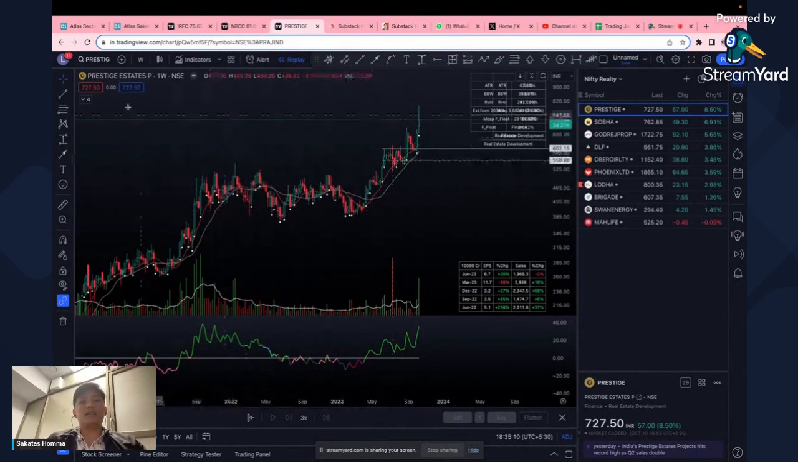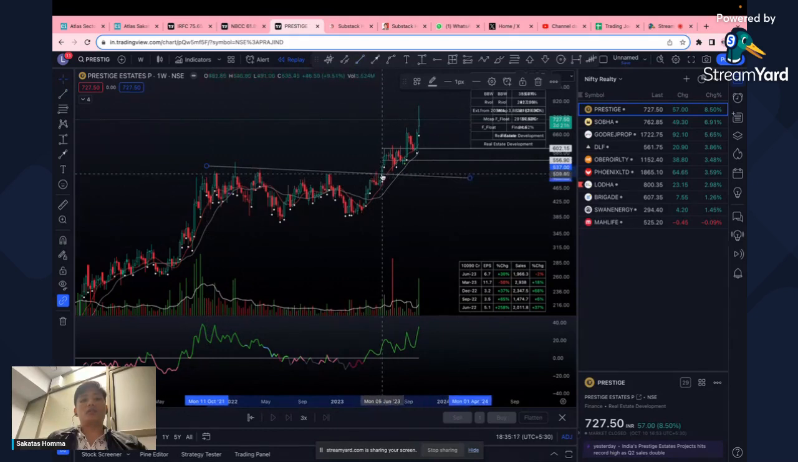Prestige Estates is a clear leader in this space, and there was a very nice breakout which happened this week, as you can see, and this is a big base breakout which generally I like to trade.